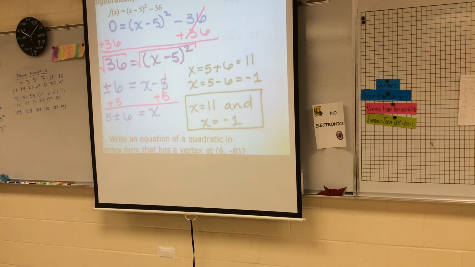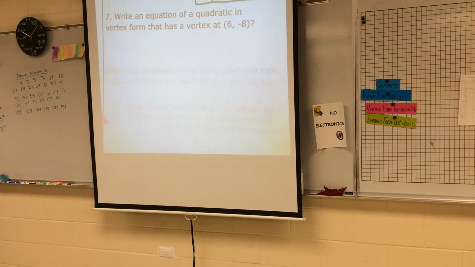All right, number 7. Number 7 says, write an equation of a quadratic in vertex form that has a vertex at 6, negative 8. So if I have a quadratic in vertex form, that means it looks like y equals a times x minus h squared plus k.